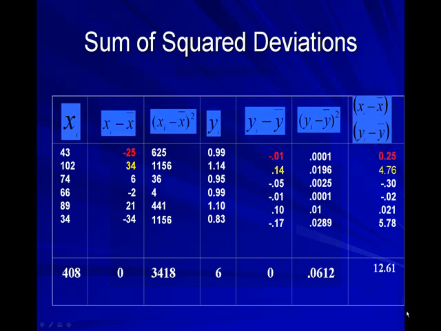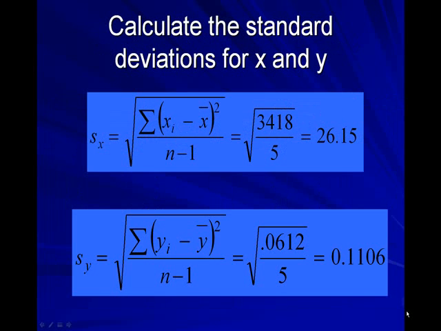So now I'm going to square and sum the deviations. So for example, for the x's, I take that minus 25, square it to get 625, do the same for all the other deviations, and sum them up to get 3418. And then for the y's, I take the minus 0.01, square it, get 0.0001, do that for all the other y deviations, and add them to get 0.0612. Then I can calculate the standard deviations by taking the square root of the sum of the squared deviations divided by n minus 1 for both the x's and the y's, to get a standard deviation for the x's of 26.15 and a standard deviation for the y's of 0.1106.